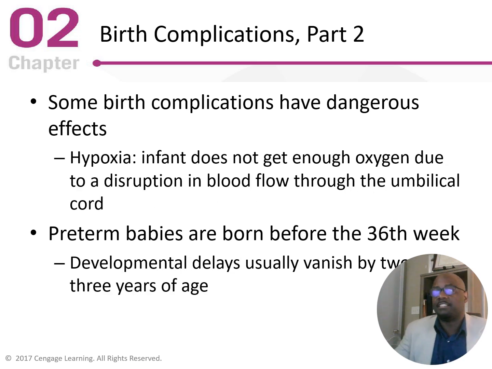Some birth complications have dangerous effects. Hypoxia: the infant does not get enough oxygen due to disruption in the blood flow through the umbilical cord. And preterm babies are born before the 36th week. Development delays usually vanish by 2 to 3 years of age.